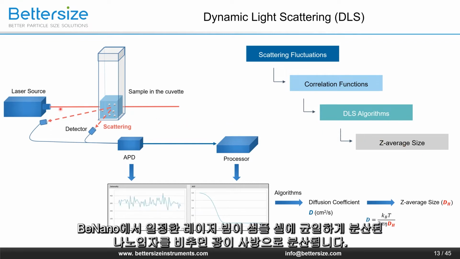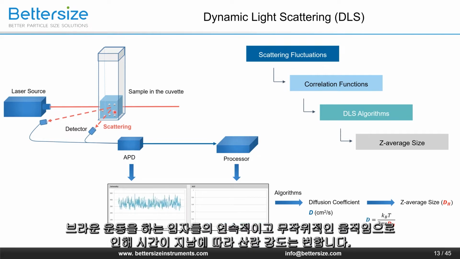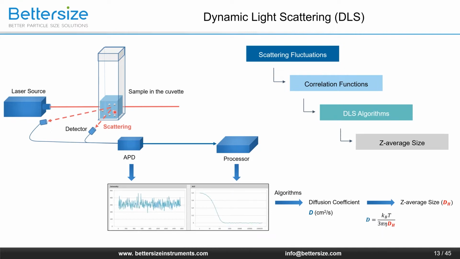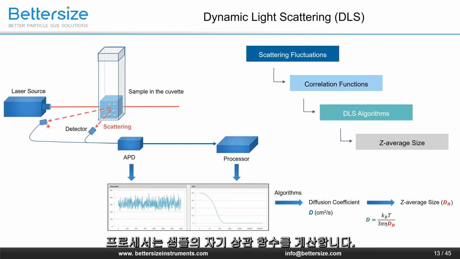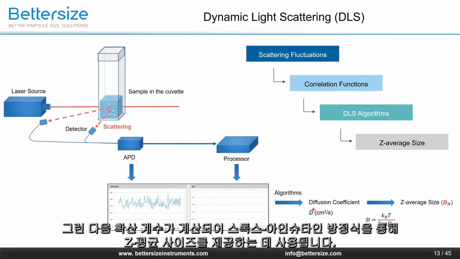In the BeNano, a coherent laser beam illuminates the uniformly dispersed particles in the sample cell, which scatter light in all directions. The scattering intensity fluctuates over time due to the continuous random walk of particles undergoing Brownian motion. The APD detector determines the number of photons in scattered light at 90 degrees or 173 degrees, and the processor computes the sample's autocorrelation function. The diffusion coefficient is then calculated and used to give the Z average size through the Stokes-Einstein equation.